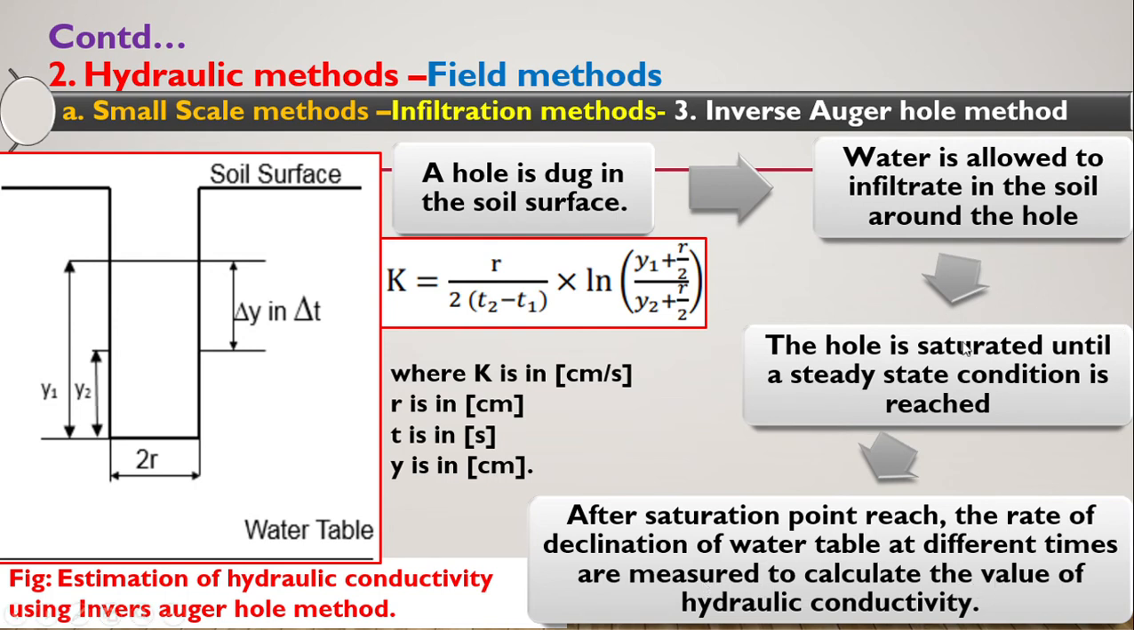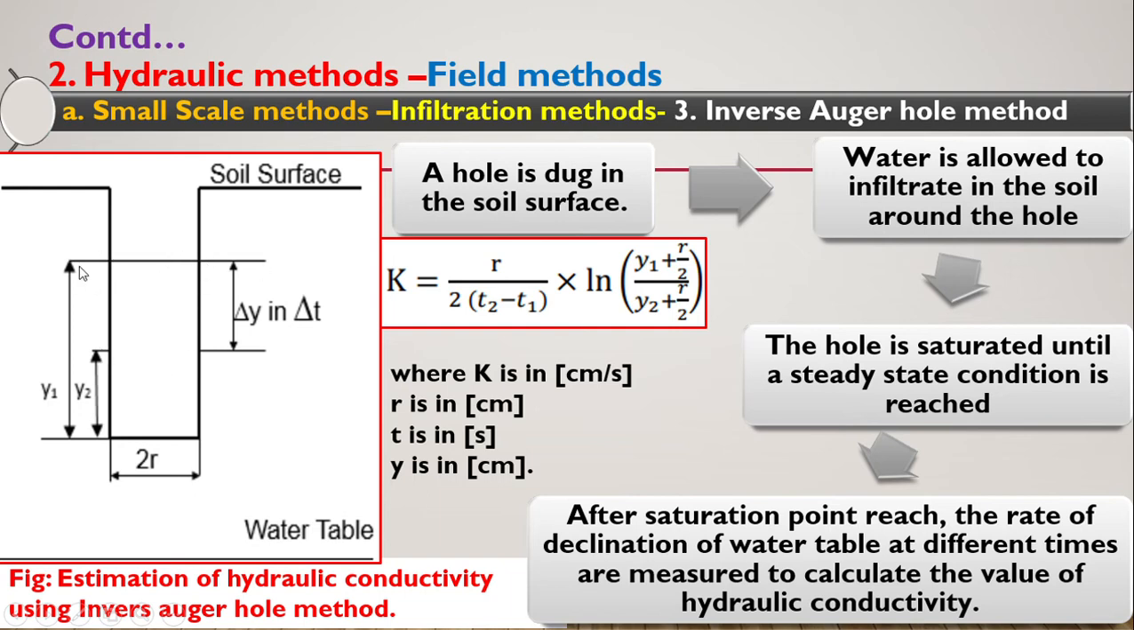So in this procedure, what we are doing is, we will first apply some water. For example, in this figure, we will apply Y1 amount of water in the hole. We will make a hole having 2R diameter and we will apply Y1 amount of water. We will allow the water to infiltrate into the soil. We will not provide extra water. We are not continuously providing water. Initially we will provide Y1 amount of water. After that, we will measure the decline of water.